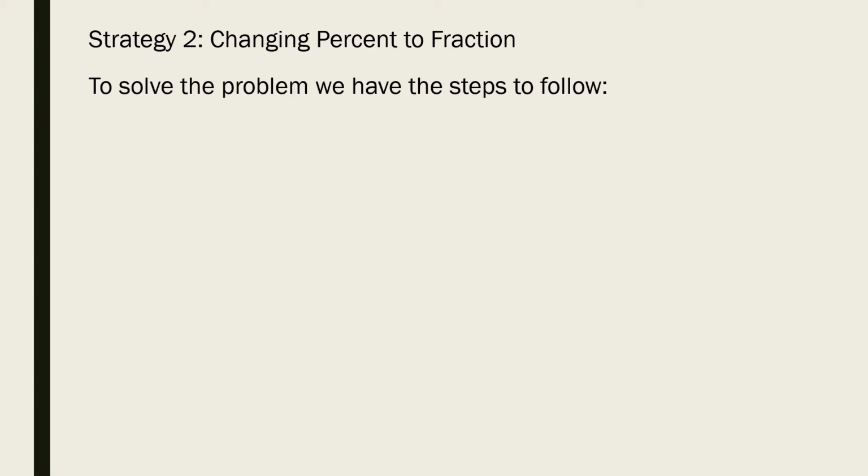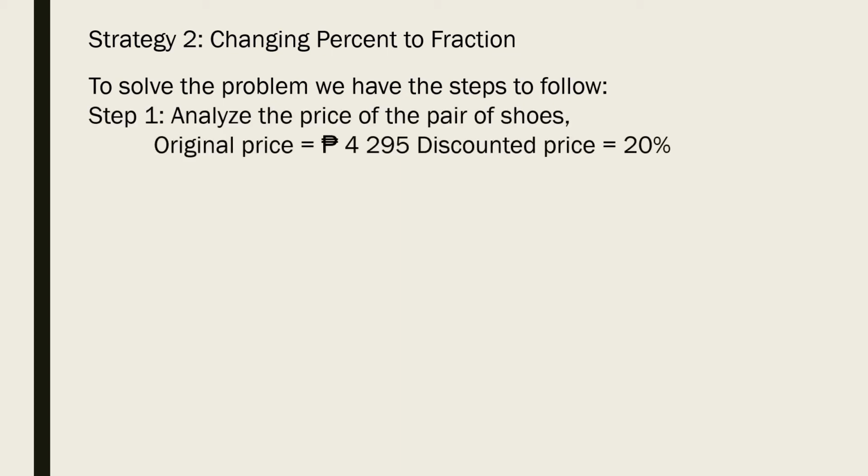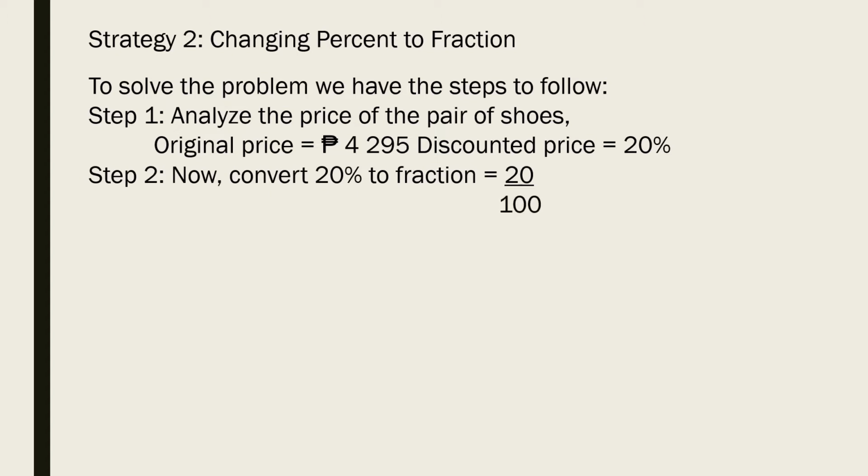To solve the problem, we again have steps. Let us analyze. The original price is 4,295. Then, the discount rate is 20%. We're going to convert the 20%, which is our rate, into a fraction. So, that will become 20/100.